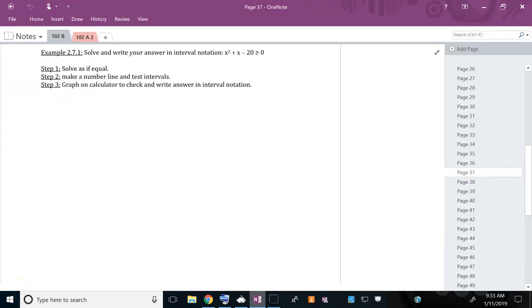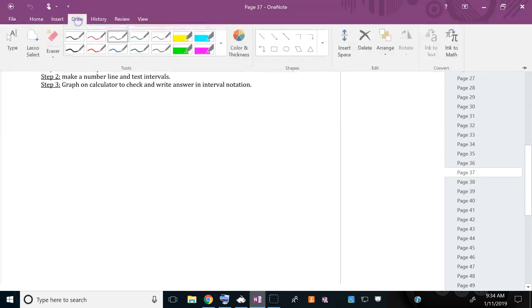Go to example 2.7.1 version B. So we've seen how to solve an equality. Now let's look at how to solve an inequality. Here I have x squared plus x minus 20 is greater than or equal to 0. So my first step is to solve it the same way we did as if it were equal.